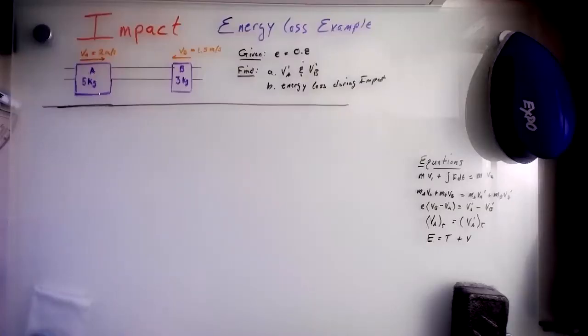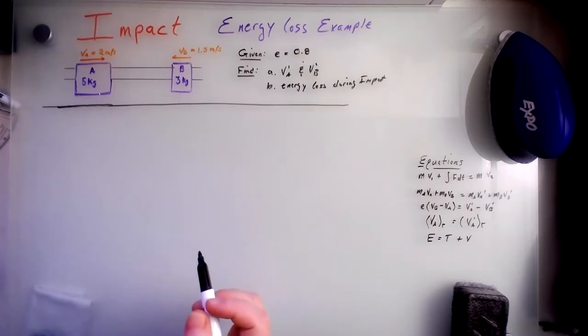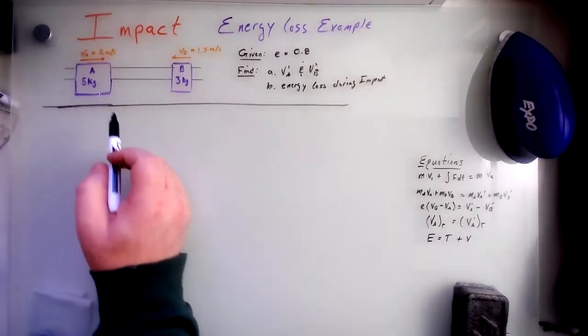Hey guys, welcome back. We are talking dynamics. We are officially into the fun part of the analysis. So this is impact, and this is an energy loss example. What we've got is two blocks heading for collision.